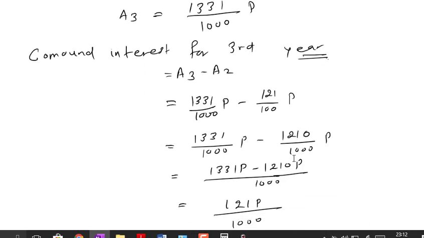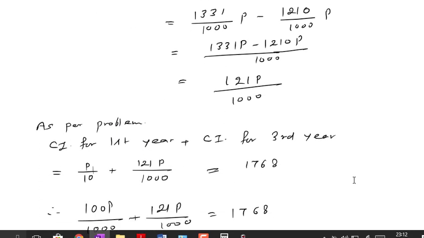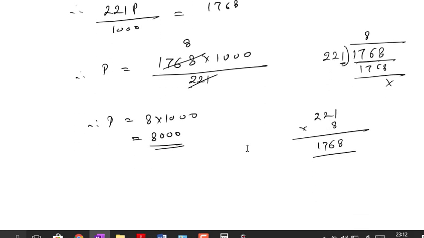This is important, you have to understand how you are getting compound interest for third year. After calculation it is 121p upon 1000. Now compound interest after third year plus compound interest after 1 year, their addition is given as 1768. So I added them, and its total is 1768. Then after simplification I got the answer for P, which is rupees 8000.